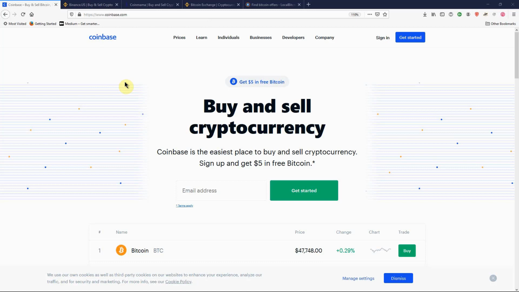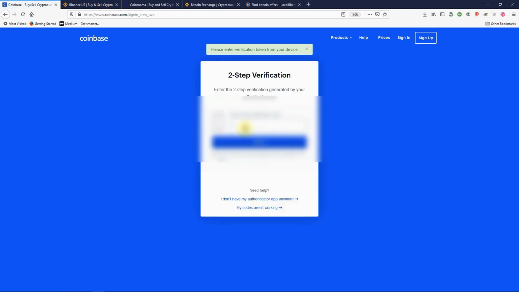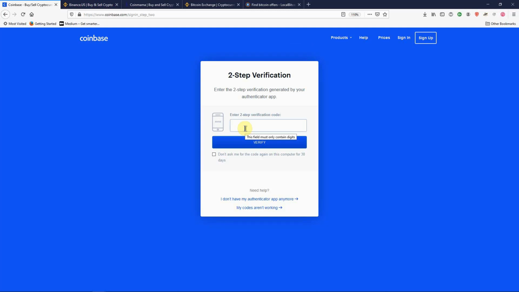Now, once you set up your account on Coinbase.com, go through your verification processes, and set up your payment system, how you're going to buy your crypto, you're going to log into your account. I have my account created already, so I'm going to log in, and I'm going to use the two-factor authentication. This is very important because you really have to have two-factor authentication just in case your password is compromised.